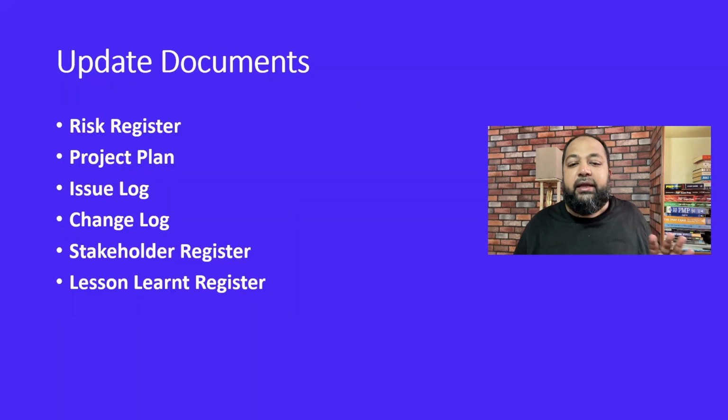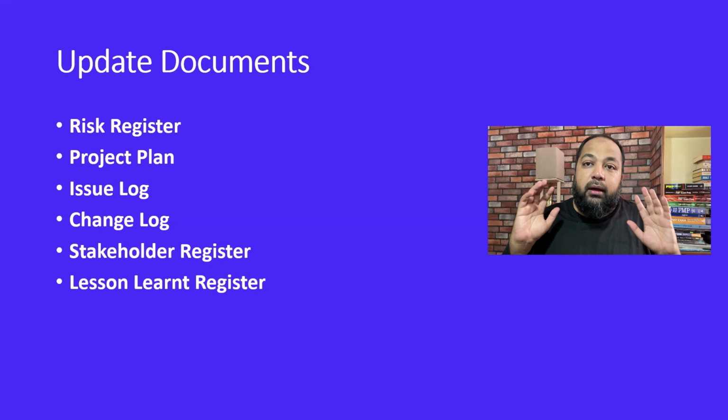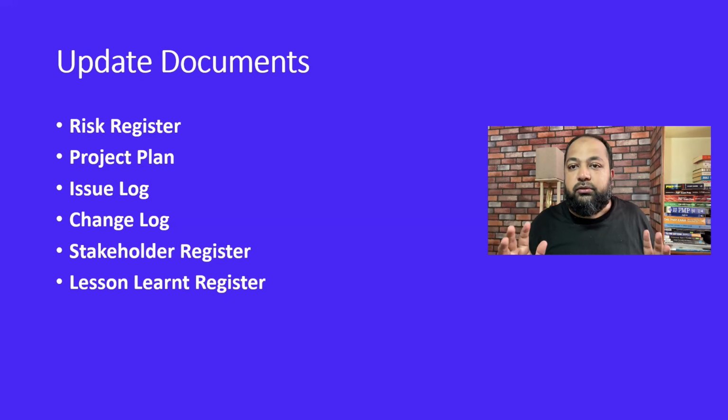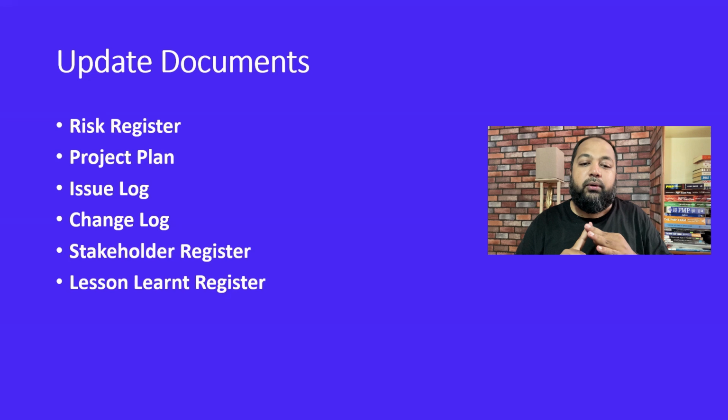Okay, finally you update documents like risk registers based on the actions you've taken and the new risks that come up. So risk can be pointed out by anybody on the project. It's not just the project manager who has to point out risk. I always ask this question in my team meetings: what are the issues, what are the risks, right? Anything that you need me to look into, right? So risk register, project plans updated, issue logs, change logs, stakeholders updated, new people joining the team, and lessons learned registered. All of this is being updated.